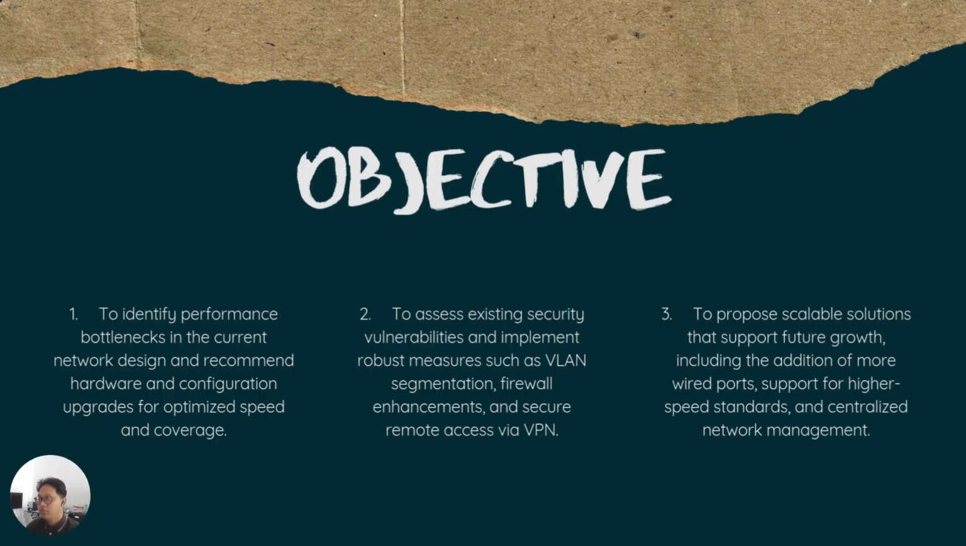So there are three objectives for this case study. The first one is to identify performance bottleneck in the current network design and recommend hardware and configuration upgrade for optimized speed and coverage. The second one is to assess existing security vulnerabilities and implement robust measures such as VLAN segmentation, firewall enhancement, and secure remote access via VPN. And the last objective is to propose a scalable solution that supports future growth, including the addition of more WAN port, support for higher speed standard, and centralized network management.